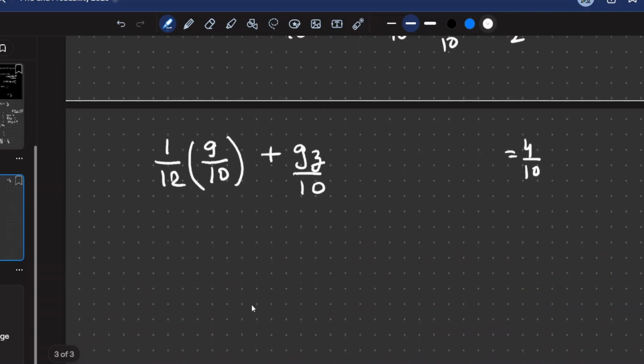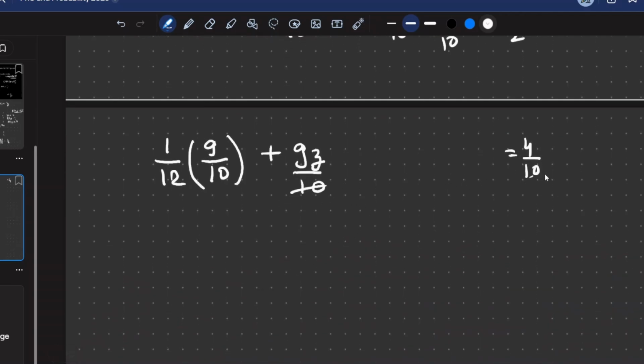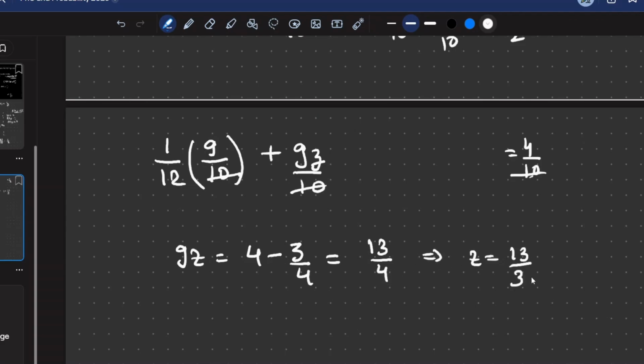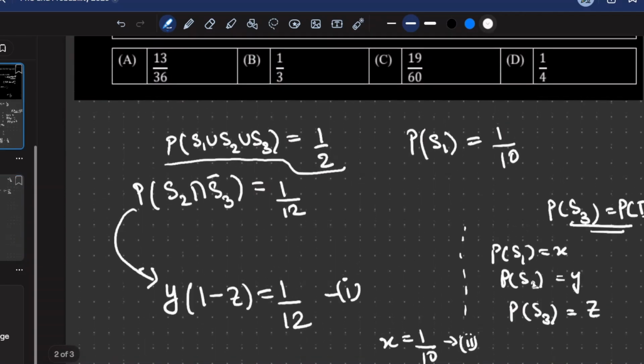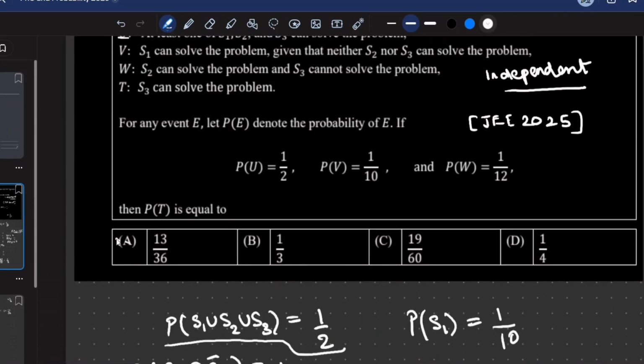Okay, so 10 cancels out. 9Z is equal to 4 minus, this thing is 3 by 4, right? Which is equal to 13 by 4. So the value of my Z is 13 by 36, right? Let us see the matching option. This one matches, right? So yeah, this one is the correct option. Moving on to the next question.